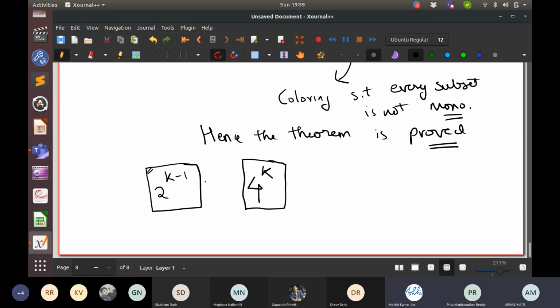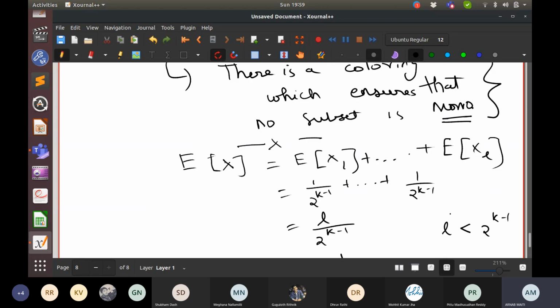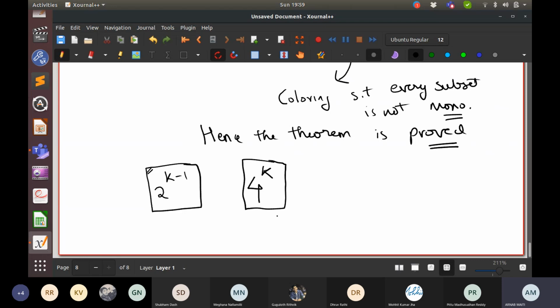Okay. There is a family of 2 power k subsets so that... And the fun thing is they don't give a construction. They again go by this probabilistic method, using expectation and all, to say that there is one example where you can't do this thing.